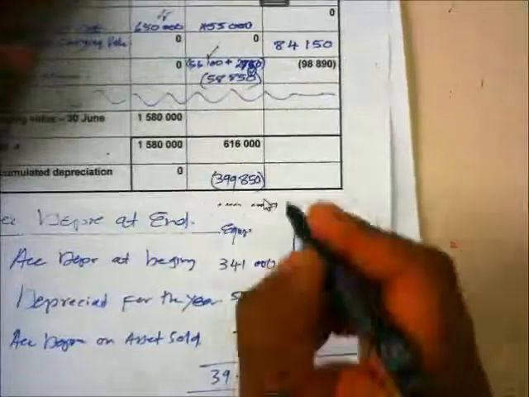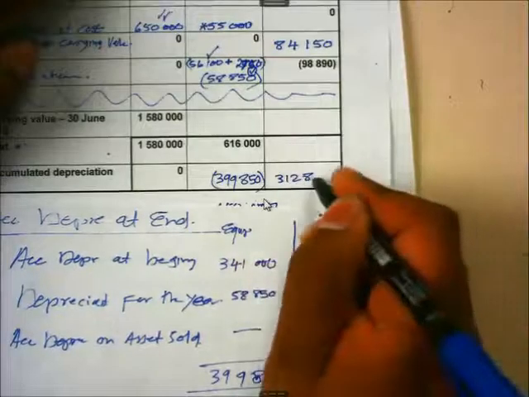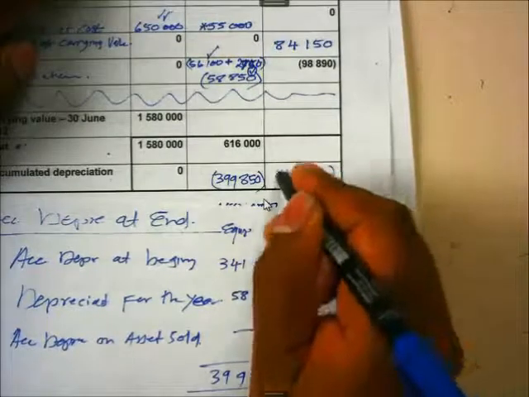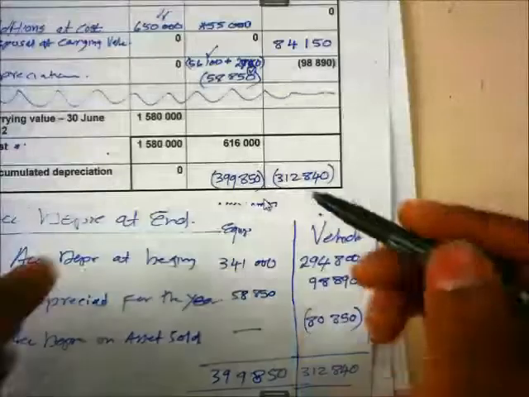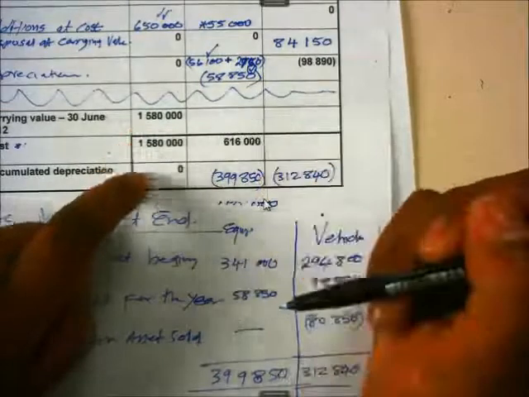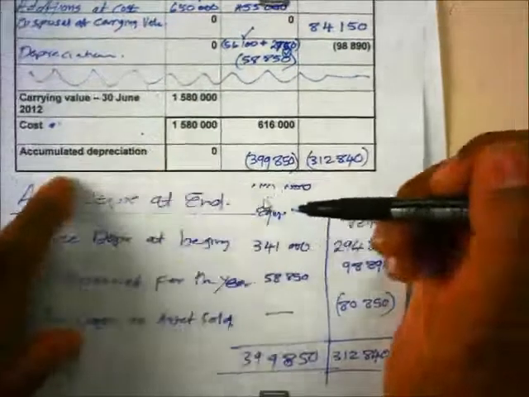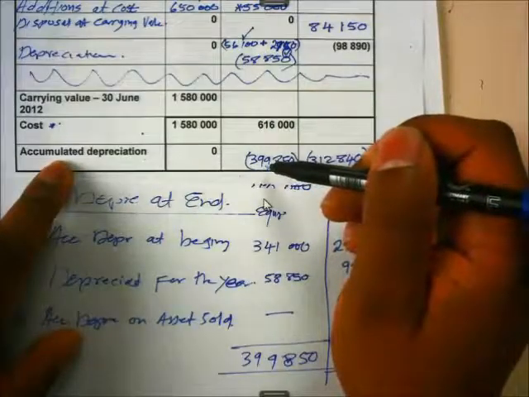312,840. Now you have your 312,840. Right. Now we are able to calculate the carrying value for equipment at the end of the year. Remember we said when we started, carrying value is cost price minus accumulated depreciation.